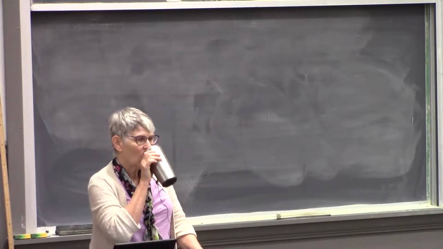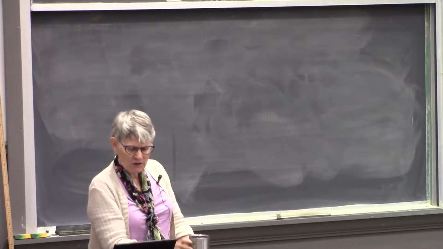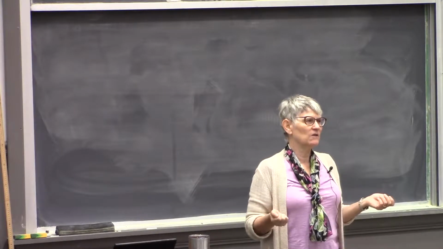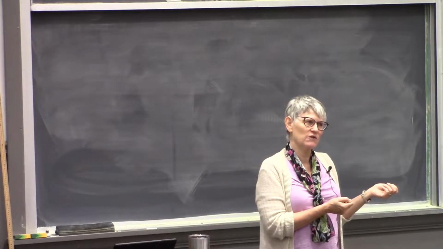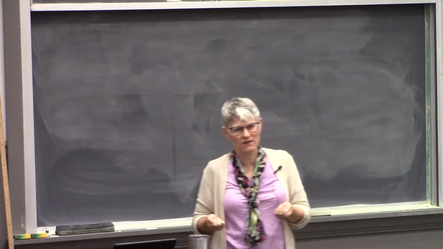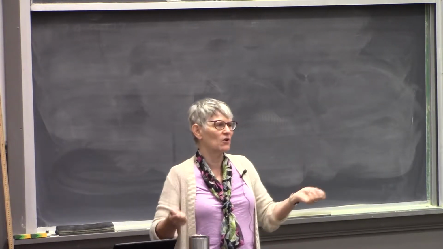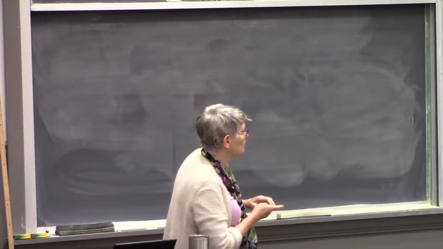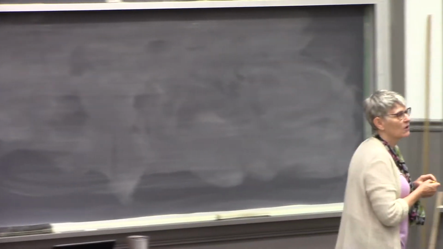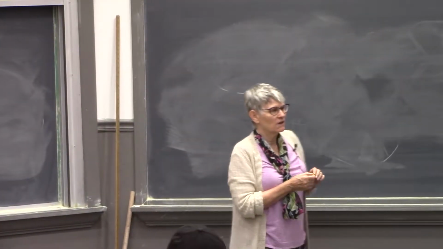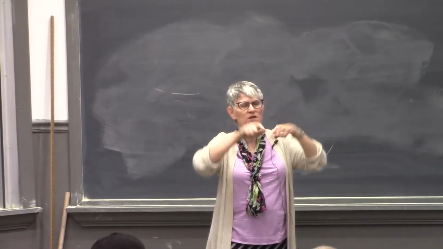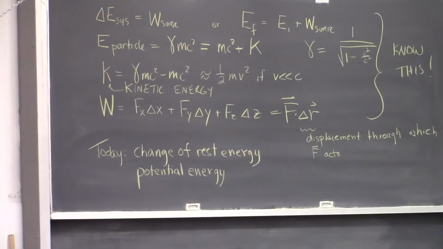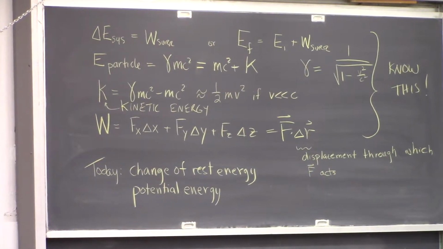And we discovered that work could be positive, so it could increase the energy of a system, or it could be negative, decreasing the kinetic energy of a system, or it could be zero and not do anything to the system. And there were two ways for it to be zero. One was if the force was perpendicular to the displacement, because in this work equation, this delta r is the displacement through which the force acts.